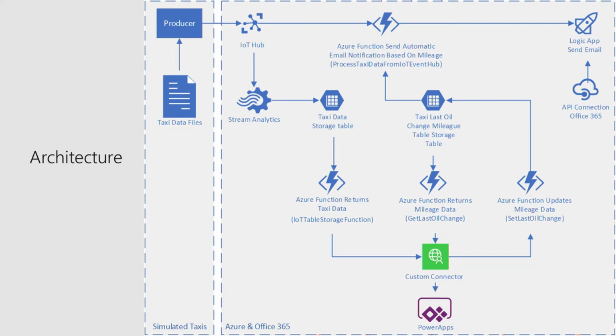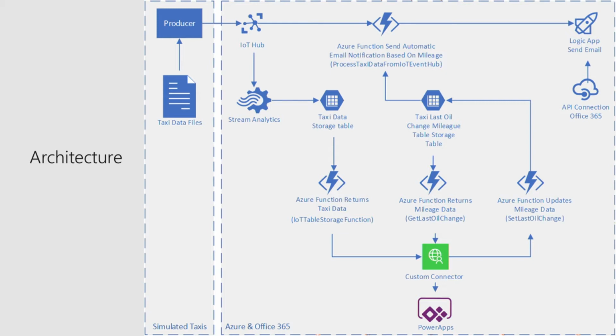There's one more function I didn't talk about, and that's set last oil change. I wrapped the get last oil change and the set last oil change in my connector that I created for my PowerApp. That allowed me, when I went to that page to look at the data about my taxis, to see the last time their oil was changed, as well as to update it inside a table storage there.